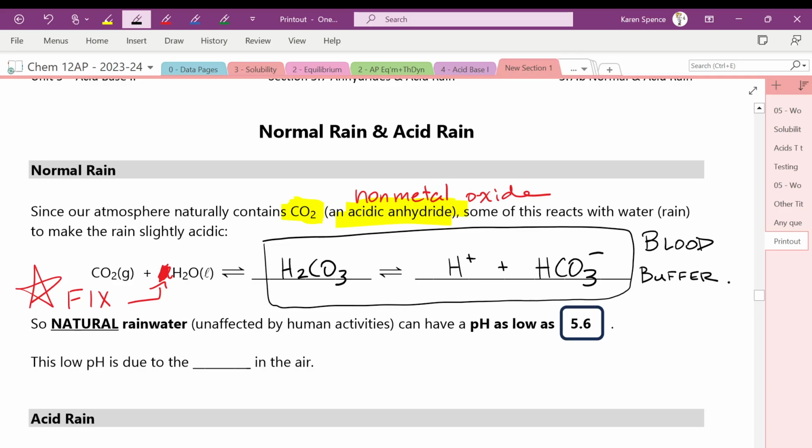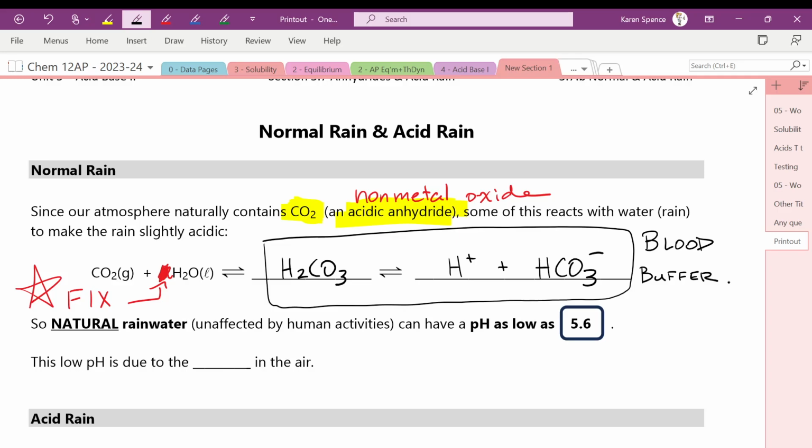Right? Because what do your cells do? They make carbon dioxide. What does the carbon dioxide do? It absorbs into the bloodstream. And when it dissolves into the bloodstream, it makes carbonic acid, which then dissociates to make H+ and HCO3-. And then we get a buffer, maintaining your blood at a fairly neutral pH.